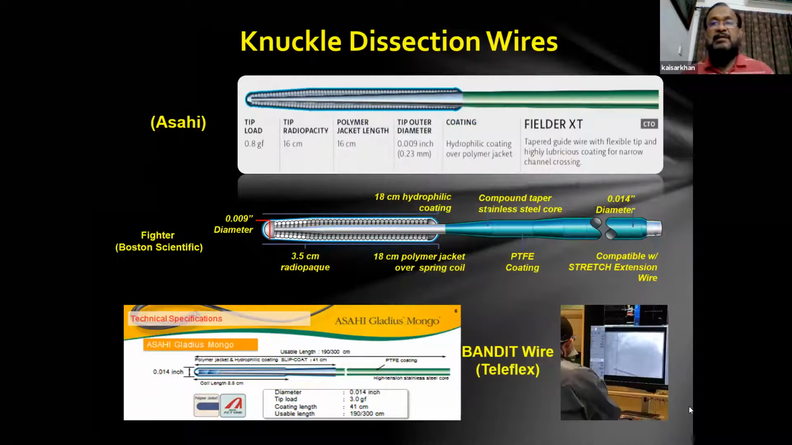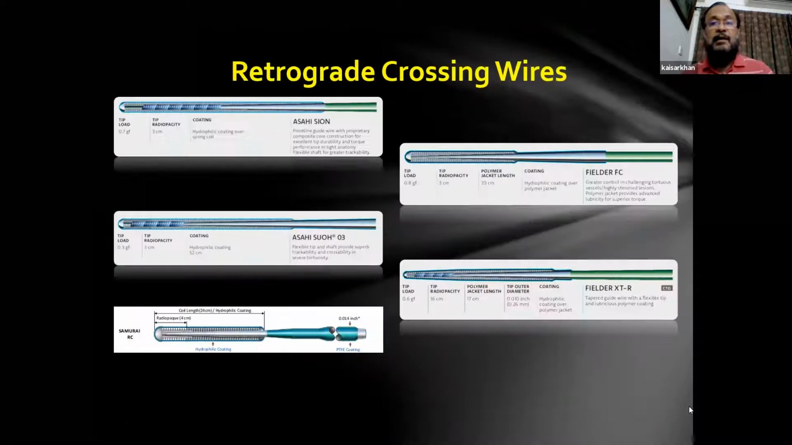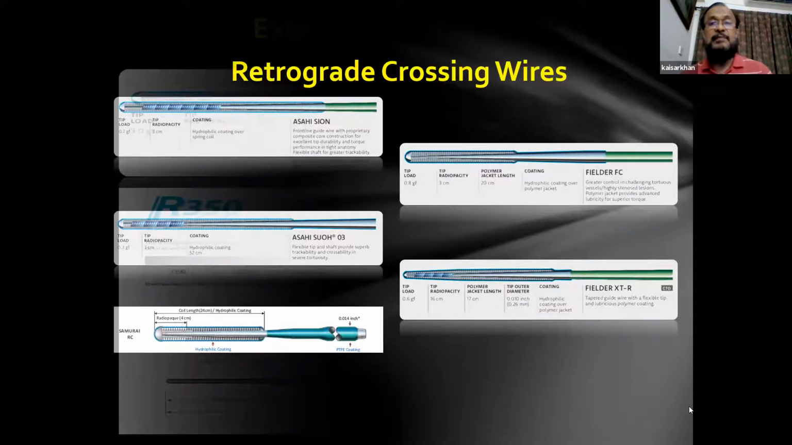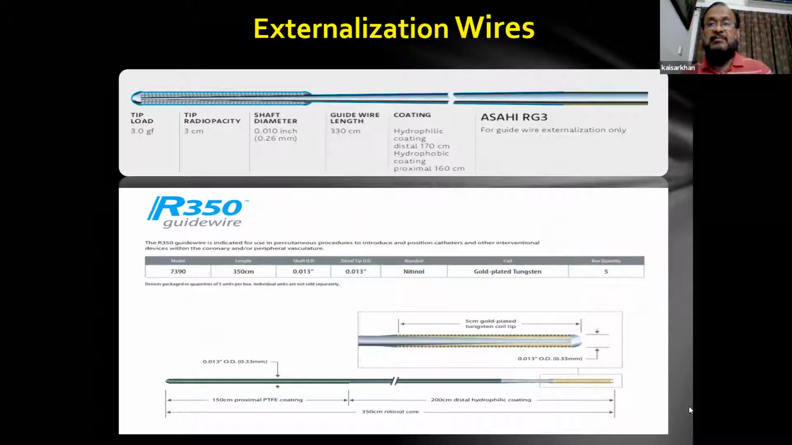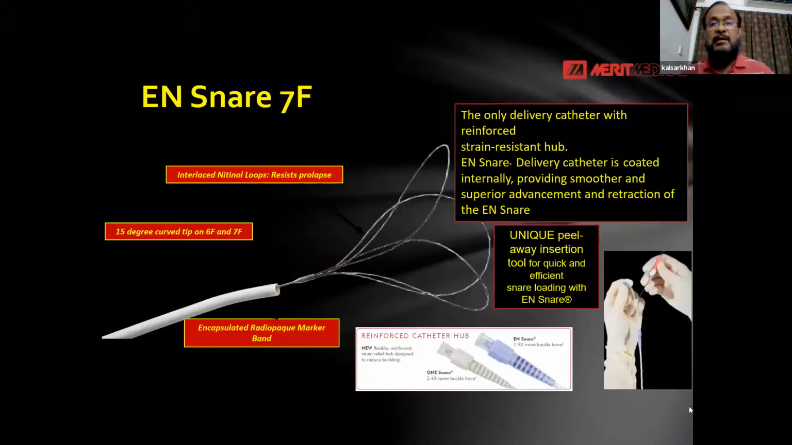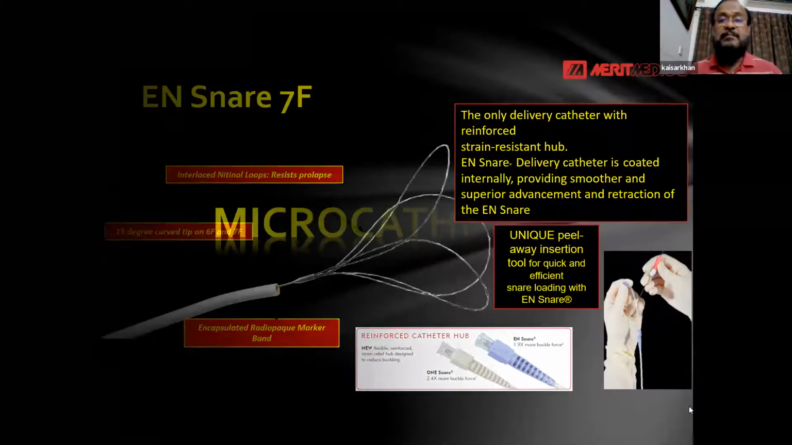For knuckle dissections, you can use Fielder XT wire or Pilot. And for retrograde wire crossing, as I said, Asahi Sion, Suoh 3 or Fielder XTR wires. For externalization, Asahi RG3 or R350 guidewire, long wires. And you need this instrument also, a snare. Sometimes when you cross the retrograde wire, you can't get it into the antegrade guide catheter. You need a snare to catch the retrograde wire and pull it into your antegrade guide catheter.